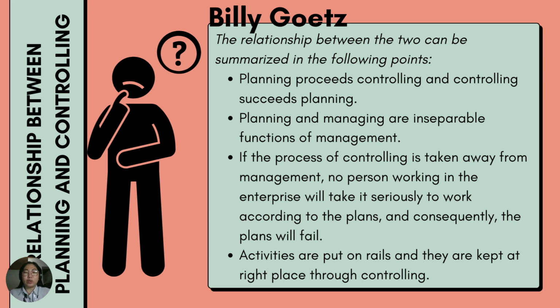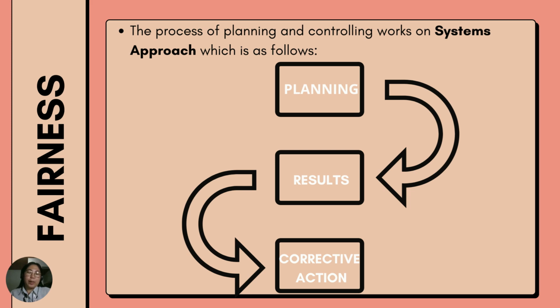The process of planning and controlling works on the system approach, which you can see on your screens. Planning results in corrective actions. Planning and controlling are integral parts of our organization, as both are very important for the smooth running of an enterprise or business. Plans are always formulated for the future, to determine the future courses of action for the achievement of our objectives to be laid down.